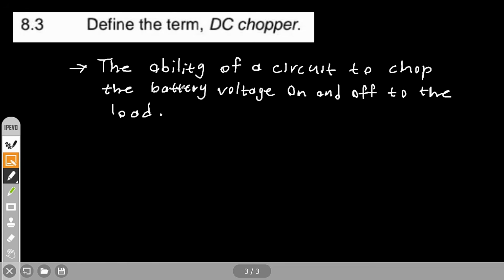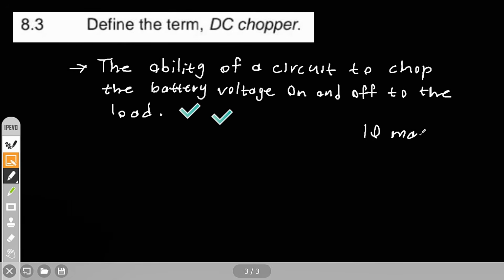So that's your definition, guys. The ability of a circuit to chop the battery voltage on and off to the load. So it turns it on and off. Right. So let me just indicate the mark allocation. That was 2 marks. So in total for question 8, you're going to get 10 marks.